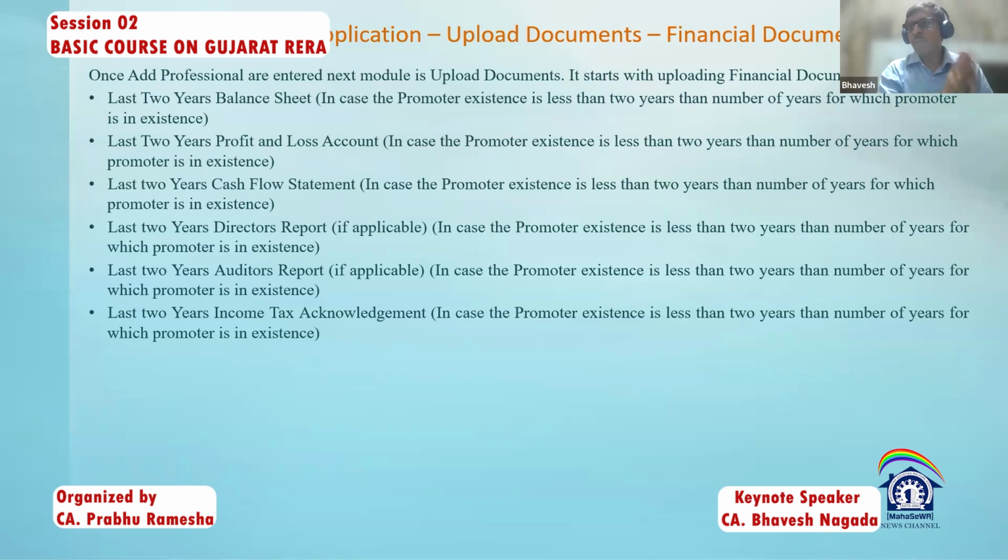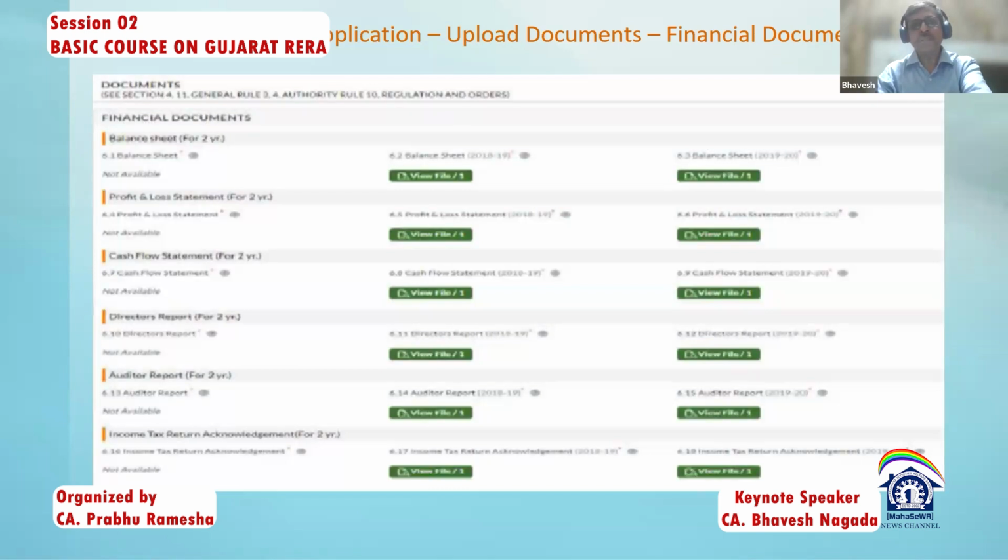After that, once you have uploaded the professionals, the next thing is the financial documents uploading. The last 2 years' documents need to be uploaded. The financial documents comprise balance sheets, profit and loss, cash flow statement, director's report if it is a company, auditor's report if that entity is having an audit, and income tax acknowledgement. If the entity or promoter's existence is less than 2 years, let's say 1 year, then upload 1 year, or if it is very new and you do not have it, then you can do accordingly. This is a snapshot of what it exactly looks like on the website.